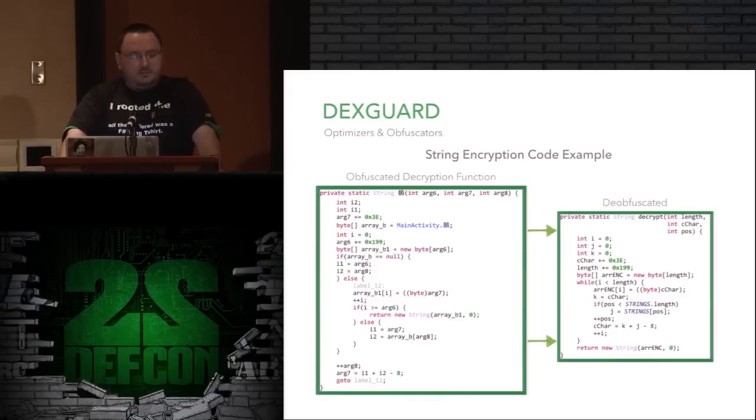So here's the encryption or decryption method actually. On the left-hand side is the original one, and on the right-hand side is the deobfuscated one. Pretty simple. I guess you guys call it XOR. I'm not an encryption king, but I do know how code works. You feed it the length, the character, and the position, and it'll decrypt the string out of the byte array.